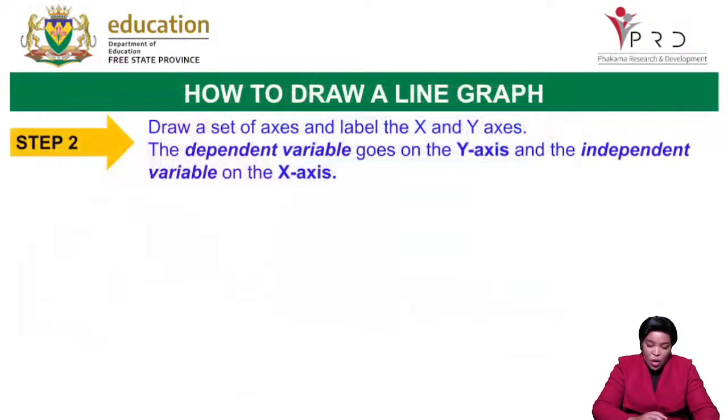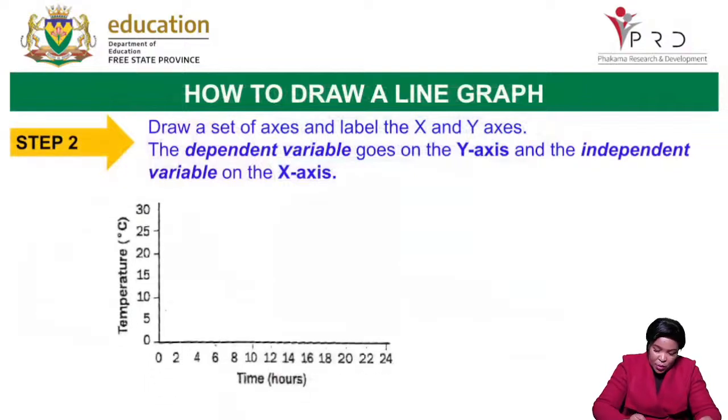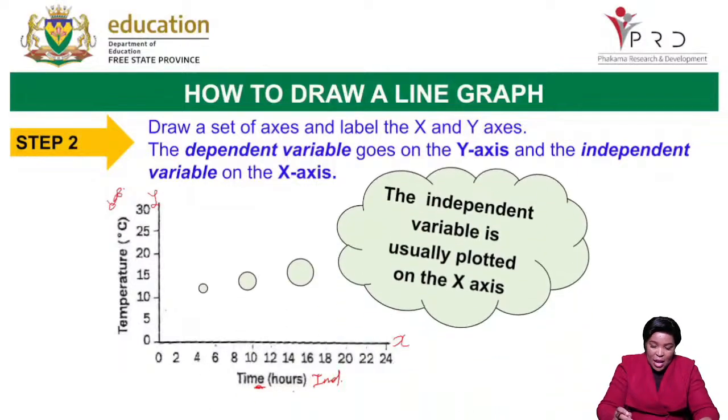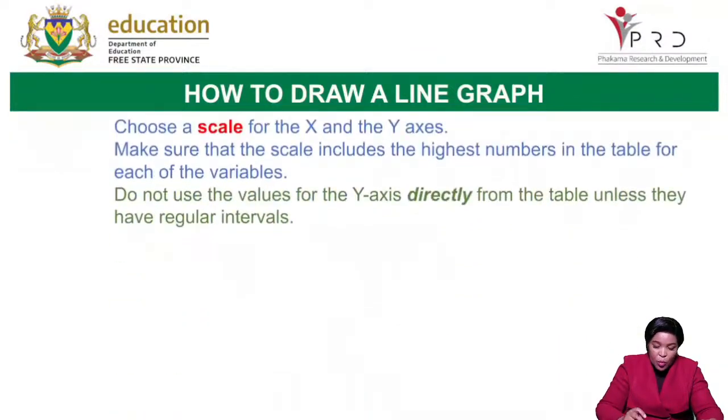Then step number 2, draw a set of axes, the x and the y-axis. The dependent variable goes on the y. This is what we were talking about. You see, time in hours is our independent variable. We saw that from the table. Temperature is our dependent variable, and it is on the y-axis, and this one is on the x-axis. So you have identified that. The independent variable is usually plotted on the x-axis. Then, step number 3, choose a scale for the x and the y-axis.